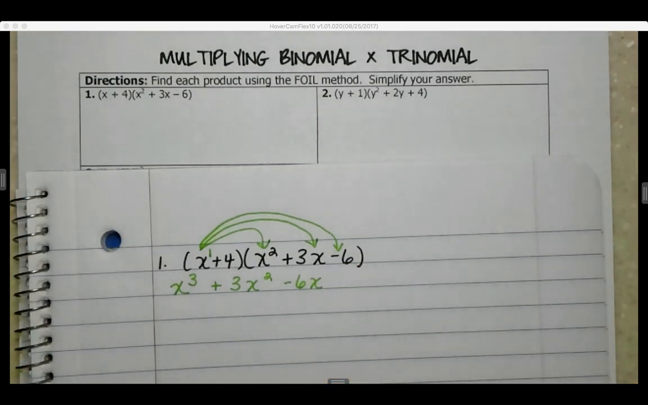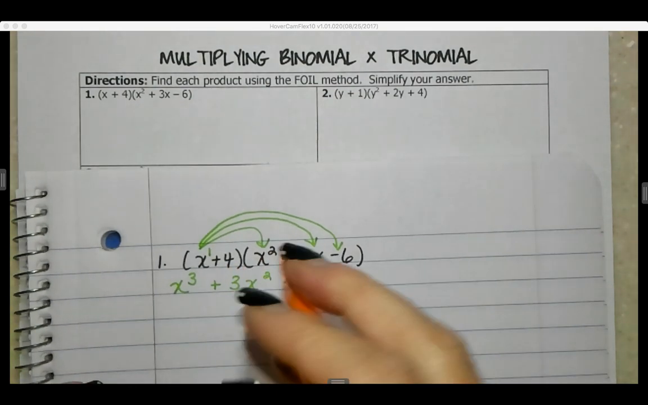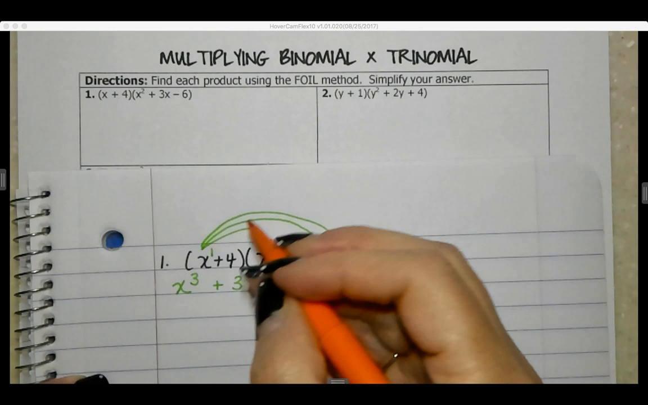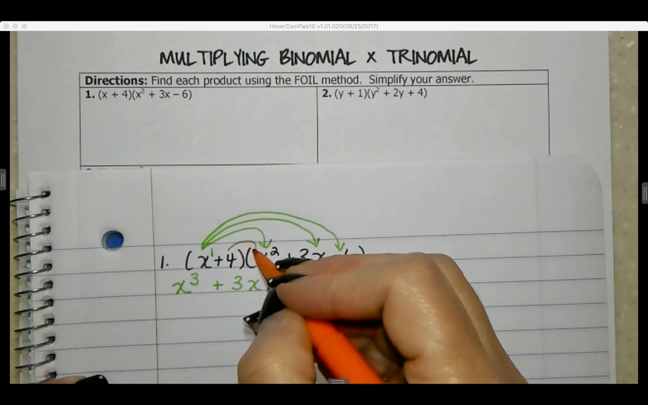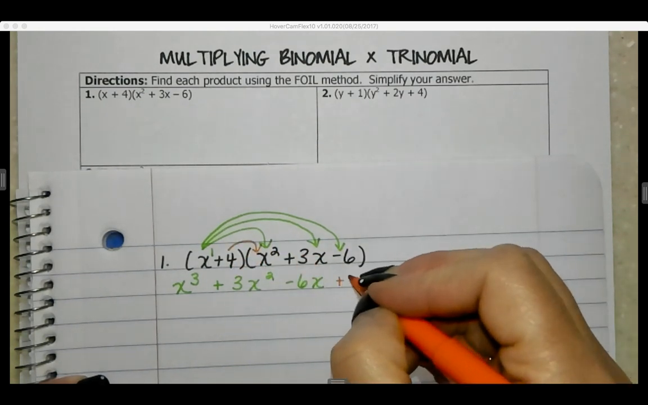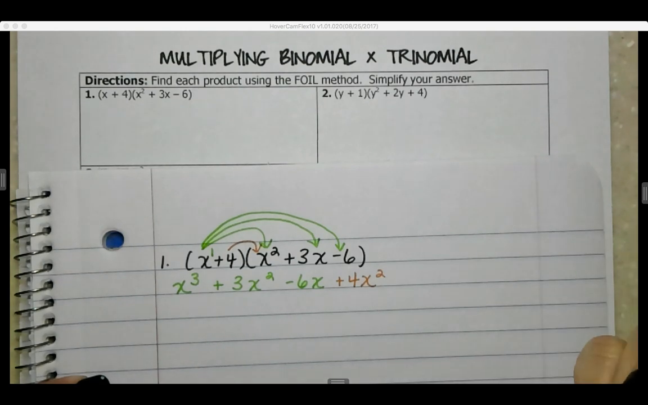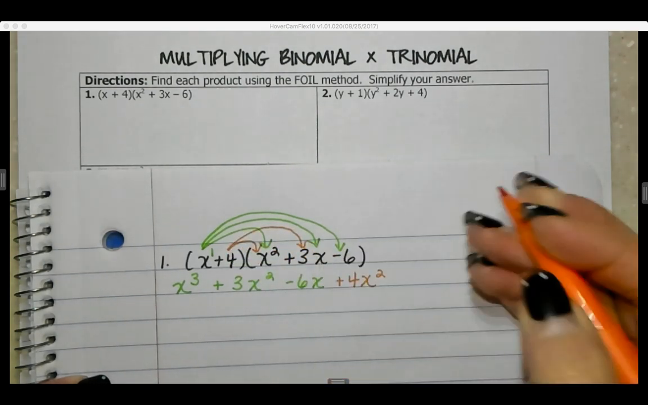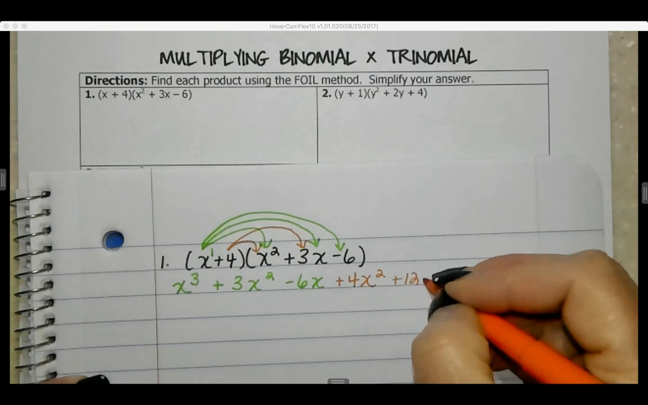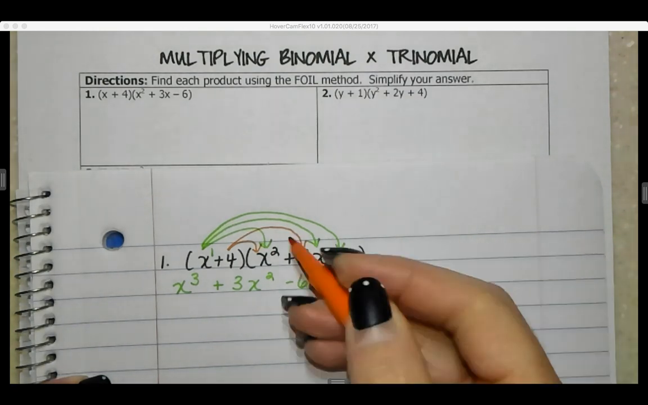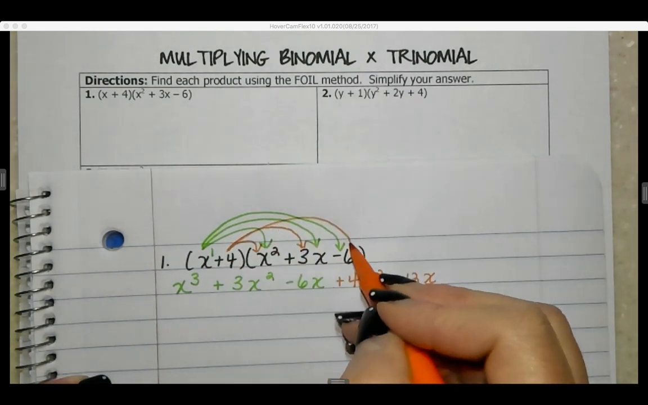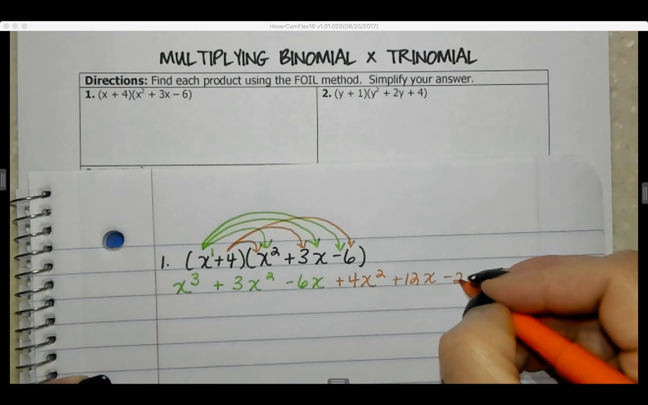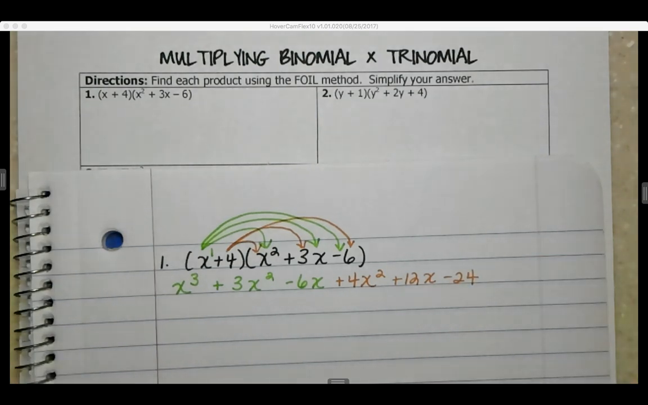Now we're going to do it again using the 4 from the binomial. So we're going to take this 4 times x squared, plus 4x squared. Take the 4 times plus 3x makes plus 12x. And the 4 times that negative 6, which is negative 24.